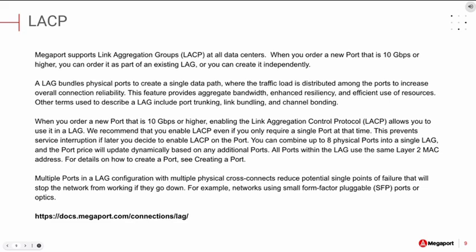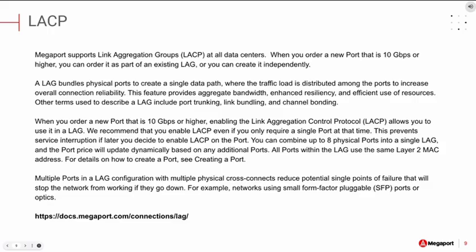You can combine up to 8 physical ports into a single LAG, and the port price will update dynamically based on any additional ports. All ports within the LAG use the same Layer 2 MAC address. For details on how to create a port, see Creating a Port. Multiple ports in a LAG configuration with multiple physical cross-connects reduce potential single points of failure that will stop the network from working if they go down. Please note that VXCs attached to LAG ports will not come up if LACP is not enabled and configured on the customer side.